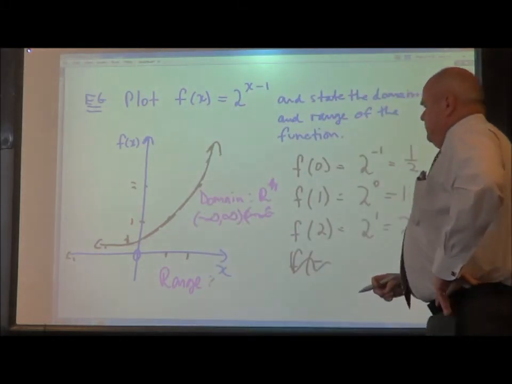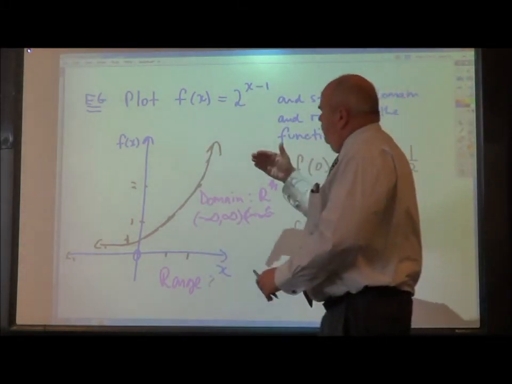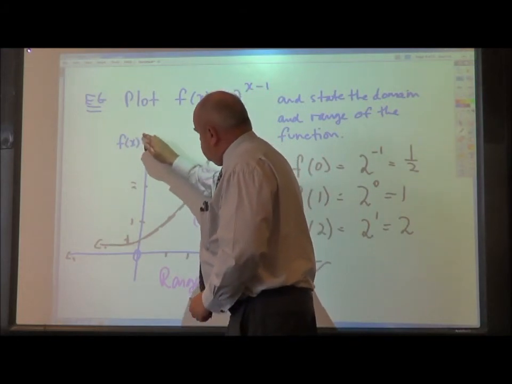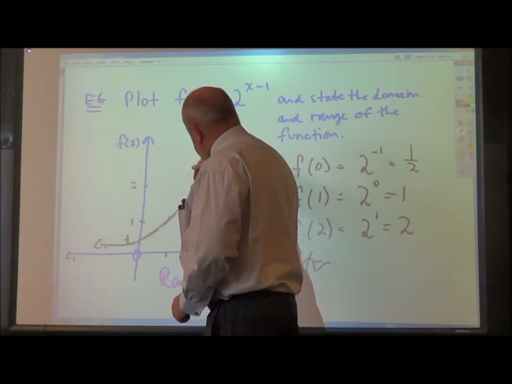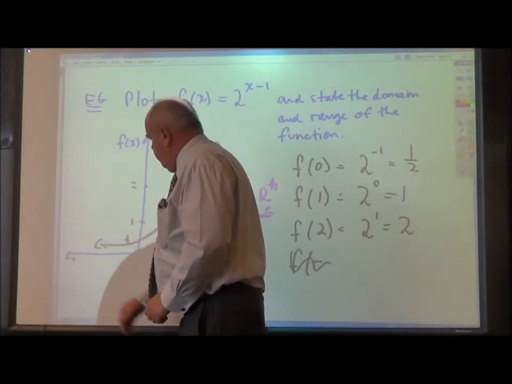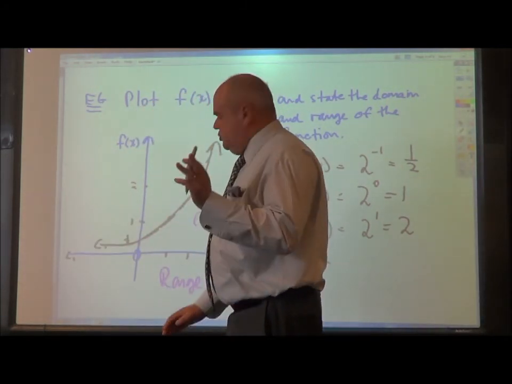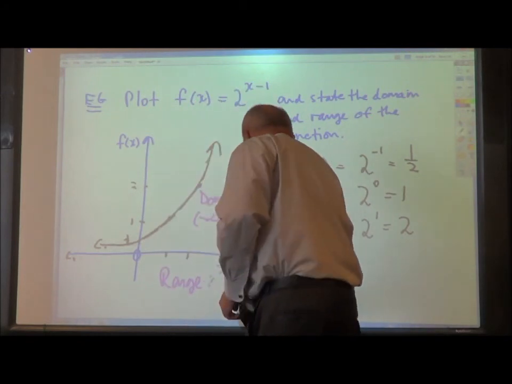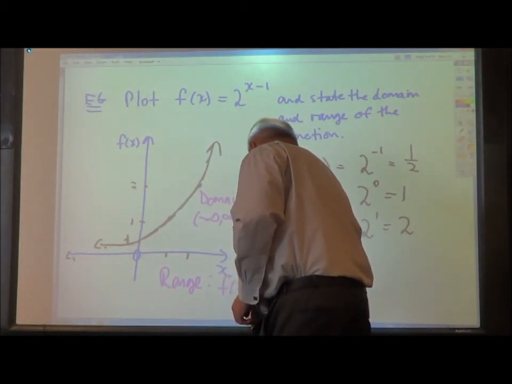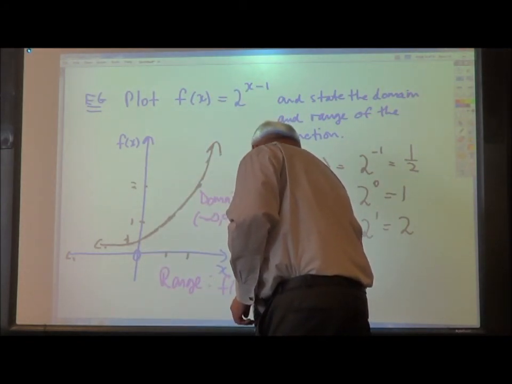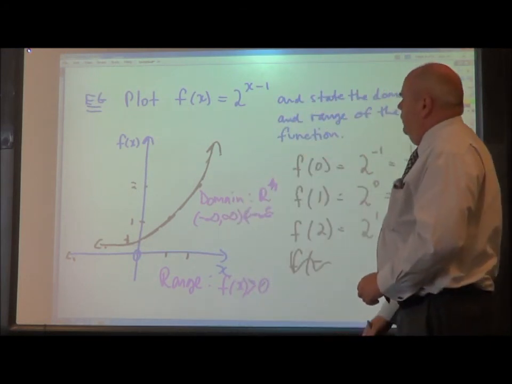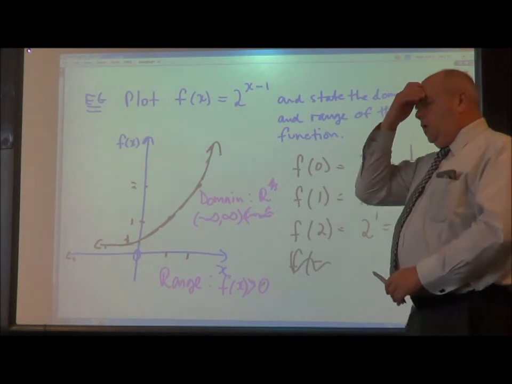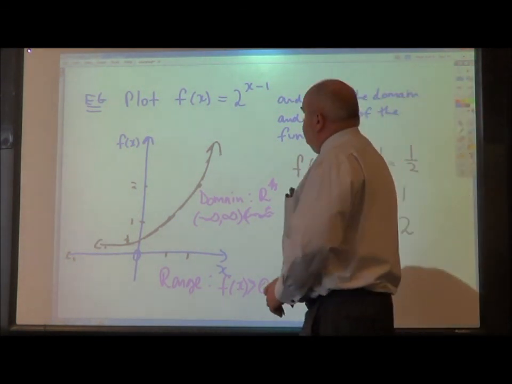And my range, now let's think about this. What values can my function have? Well, there's my function axis there, and this function is approaching 0 in that direction, and it won't ever reach it. So the range is quite simply this: f(x) is greater than 0, can't equal 0, so that's my range there. And that's pretty well how you do translations.